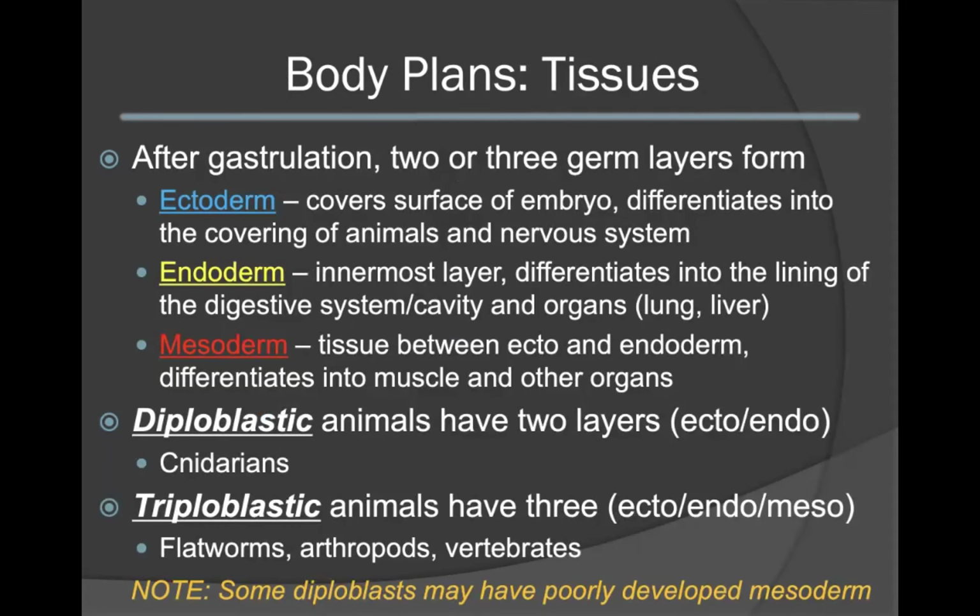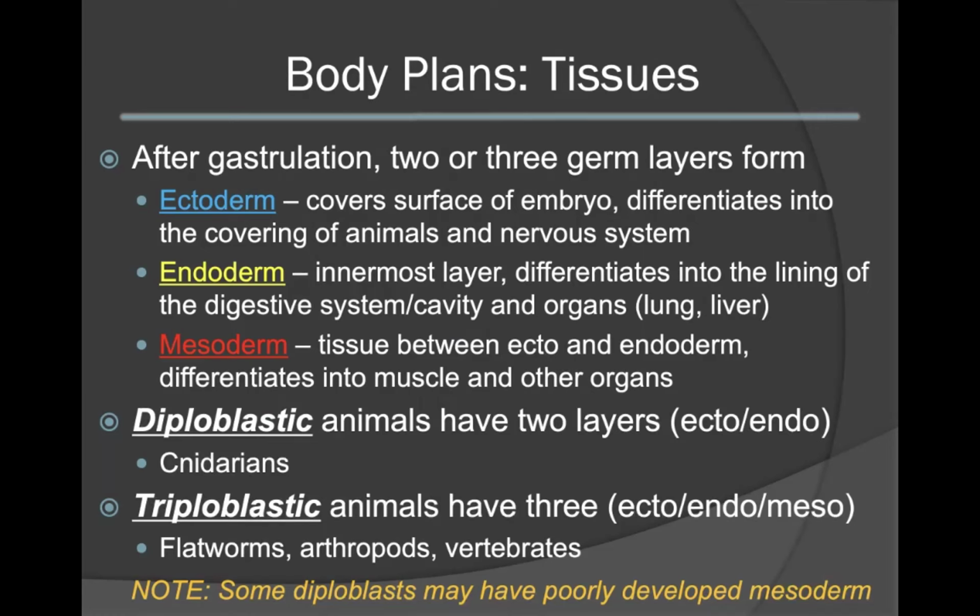After gastrulation occurs during embryogenesis, 2 or 3 germ layers may develop. The 3 germ layers are termed ecto, endo, and mesoderm. Ectoderm covers the overall surface of the embryo and is the outermost layer. This eventually will differentiate into the covering of the animals, or epidermis, as well as the nervous system.